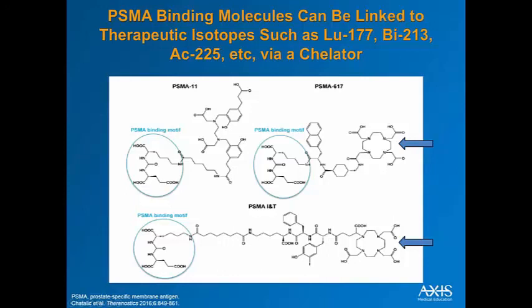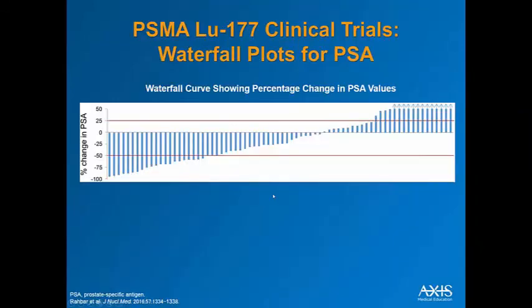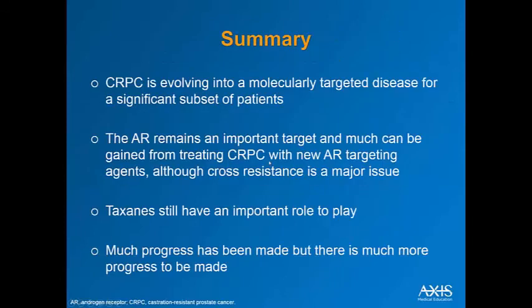PSMA is prostate-specific membrane antigen, and you can link these to therapeutic isotopes such as actinium-225, lutetium-177, bismuth-213. Here's a chelator right here. You can stick that isotope on, and when you're doing this, you can actually treat a number of patients that might be difficult. Here's a waterfall plot for patients that are having declines in their PSA. And we're beginning to get more data on this as well.